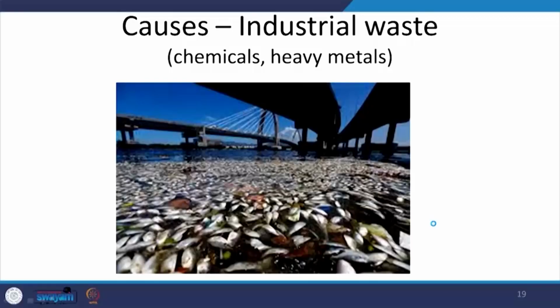This is one of the very distressing pictures where all the fish suddenly died and an entire water body was rendered dead, because all the life forms suddenly died because of the contamination which was dumped into it through industrial waste. And there have been plenty of such cases.